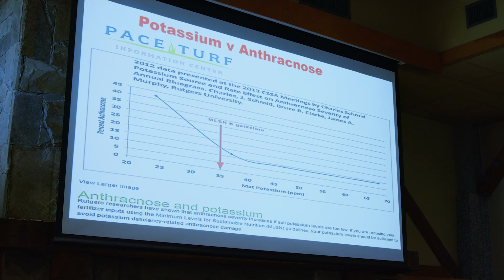We're going to talk about potassium with anthracnose. This is from Rutgers again. So soil levels, if you drop down below 35 ppm of potassium in the summer, you get a much higher level of anthracnose. So you need to maintain decent soil levels there of potassium.